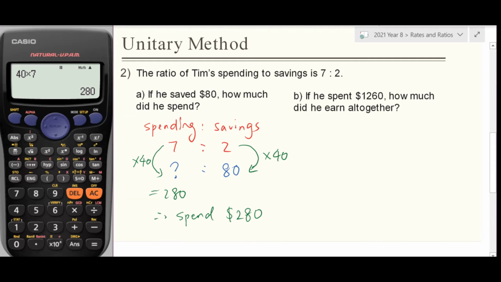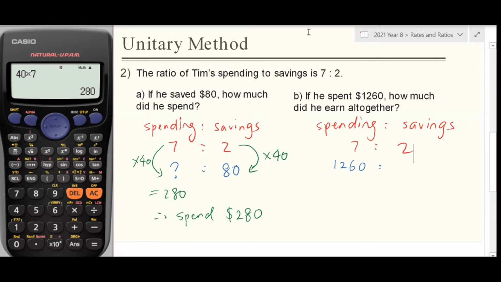In part B, start off by setting up the question just like before. Spending versus savings in the ratio 7:2. This time he has spent $1,260, and we would like to know how much he earned together. So it means that we want to know how much he was able to earn so that he can divide it into the spending and the savings part.